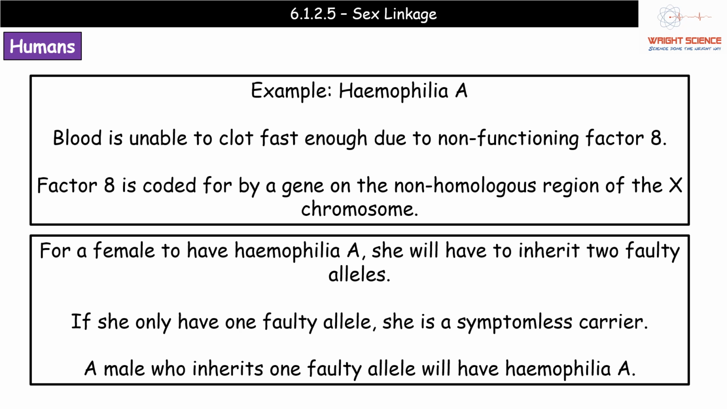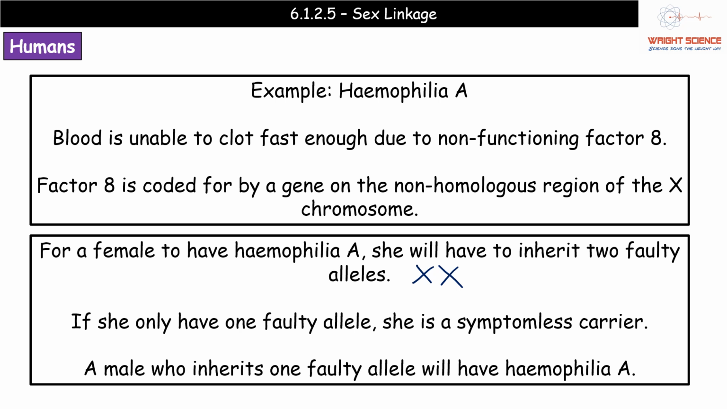So what this means is that for a female to have haemophilia A, she would have to inherit 2 faulty alleles. Because she's got the 2 X chromosomes, she would need the faulty allele to be on both of them to have this condition. If she only has a single faulty allele, she won't show the symptoms herself, but she will be a carrier of the condition. So that means that when she has children, they may then get this condition.